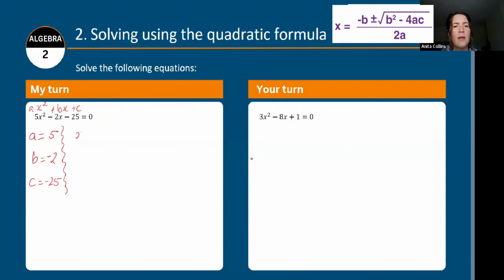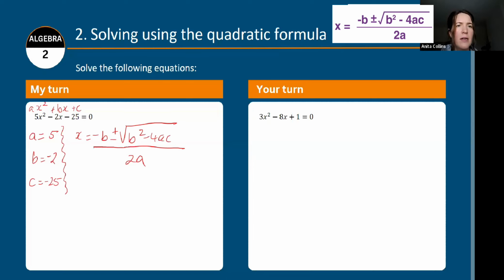So state the formula: minus b plus or minus square root of b squared minus 4ac all over 2a. Make sure you don't do this. That's wrong. The fraction line, or the divide line, goes all the way across.